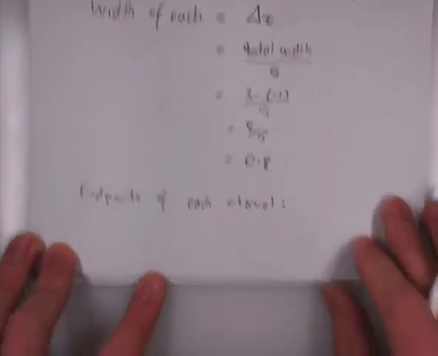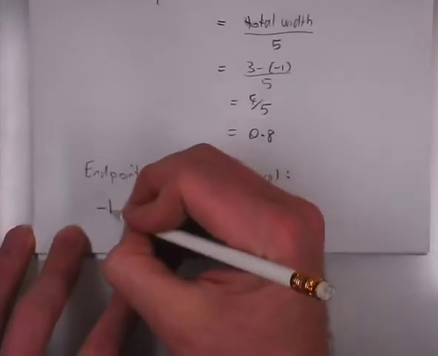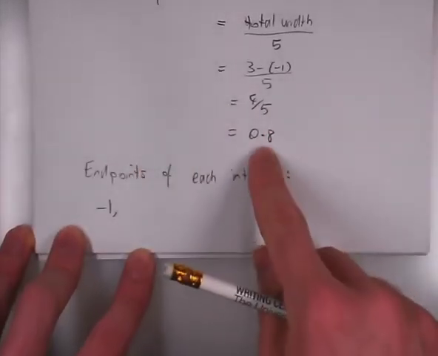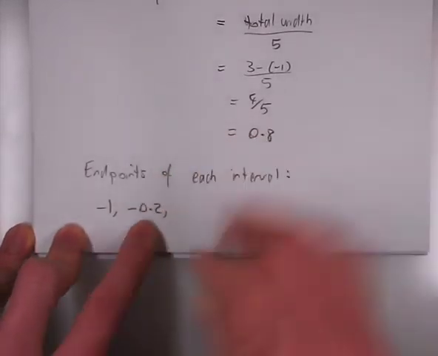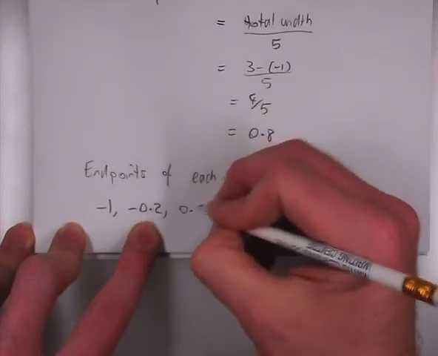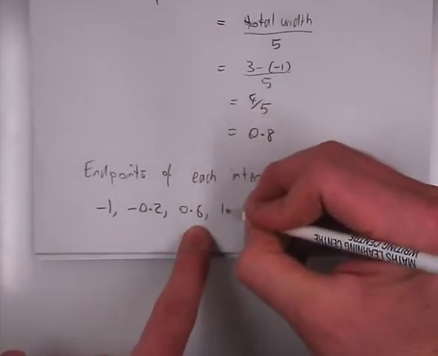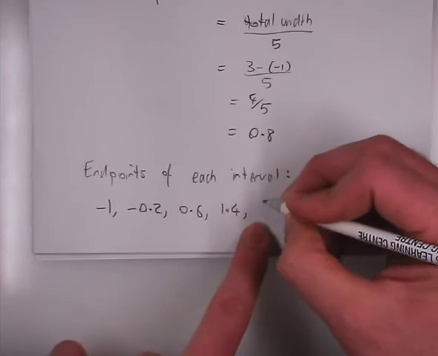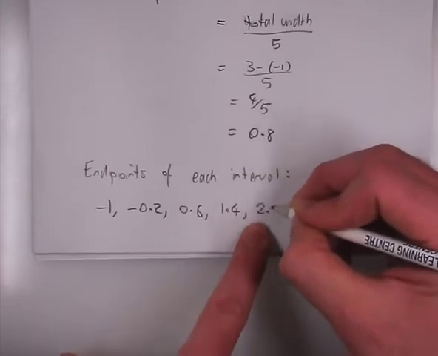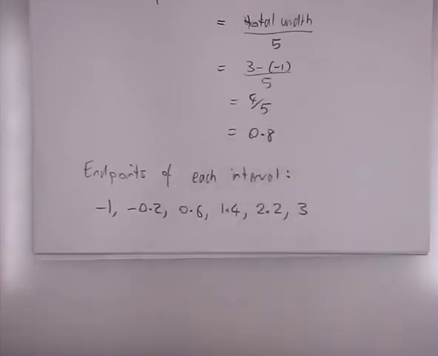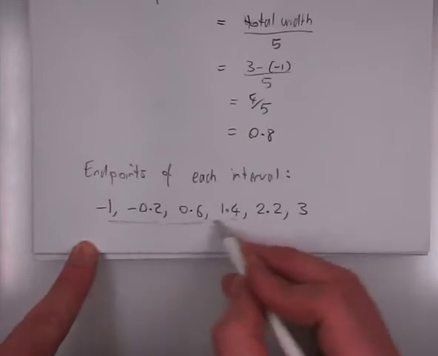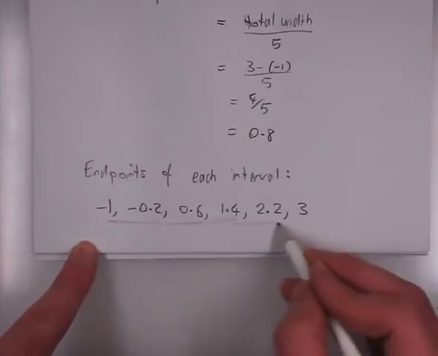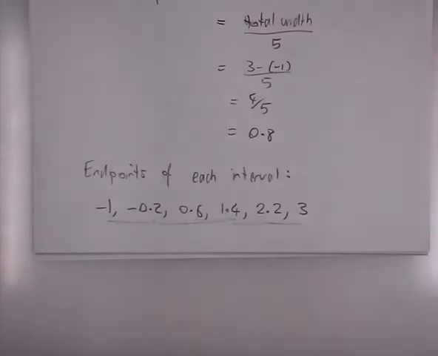So the endpoints of each interval are, well, there's -1, that's the beginning. And I need to go 0.8 from there, so that's minus 0.2. I need to go 0.8 from there, so that's 0.6. And 0.8 from there, which would be 1.4. And 0.8 from there, which would be 2.2. And 0.8 from there would be 3. So that's my 5 intervals. From here to here is interval 1. From here to here is interval 2. From here to here is interval 3. From here to here is interval 4. And from here to here is interval 5.